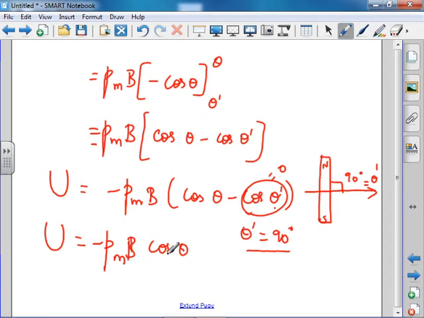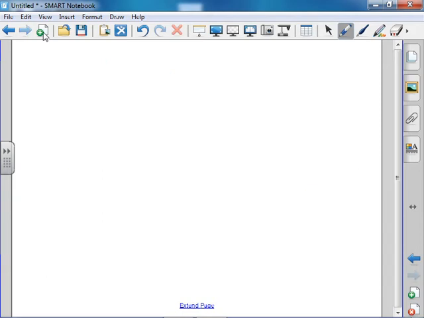Cos theta-னாவே அது என்ன component? It is a scalar product or dot product of two vectors. So we can write this as u is equal to minus pm vector dot B vector. Here we can apply some special cases. So special cases, in case 1.